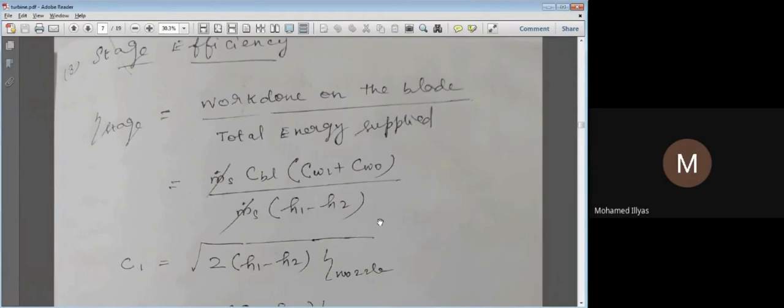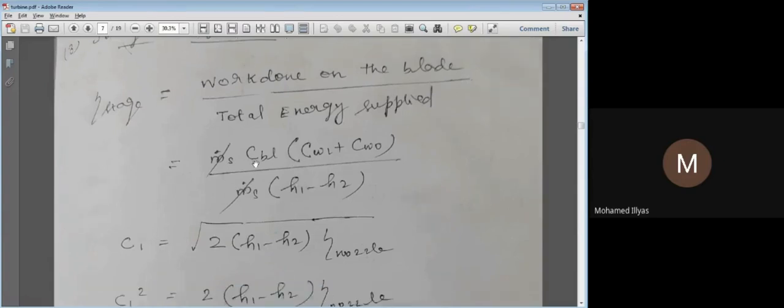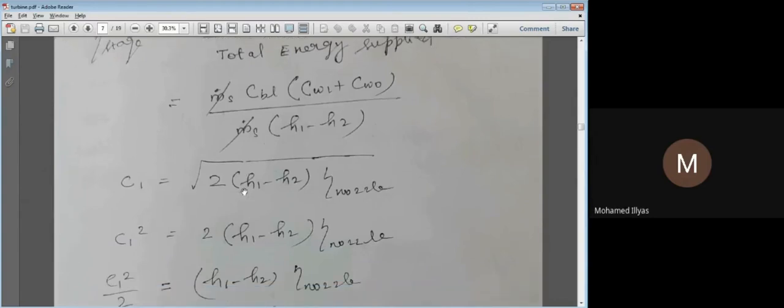H1 minus H2 alone will be in kilojoules per kg. Kilojoules per kg multiplied with mass flow rate will give joules per second, in watts. So both should have similar units, numerator and denominator. So m dot s and m dot s cancel. So I'll get the stage efficiency as CBL into (CW1 plus CWO) by (H1 minus H2). The stage efficiency we can also write in another form, which we are going to get now.